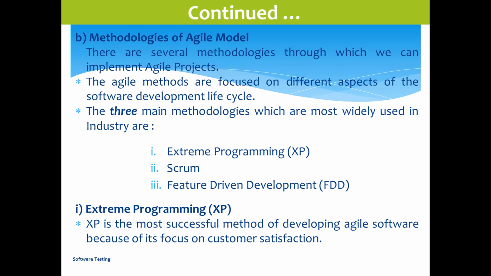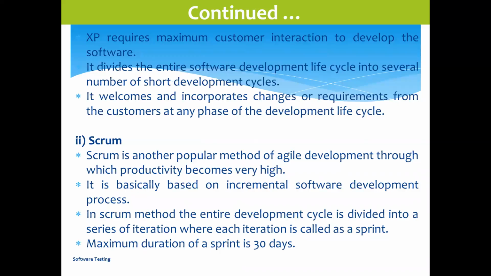Okay, so the first one is extreme programming, XP. What is that? XP is the most successful method of developing agile software because of its focus on customer satisfaction. So here the main concentration is customer interaction. How you can convince and impress the customer, that is the main intention here. Because if the customer is impressed, they will give a new project. New projects coming means business will grow. Business growing means employee growth also happens. Everything will be good. So that is the main focus here.